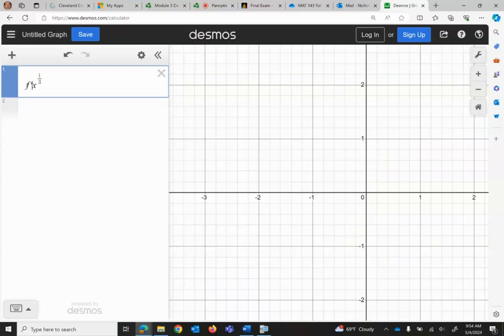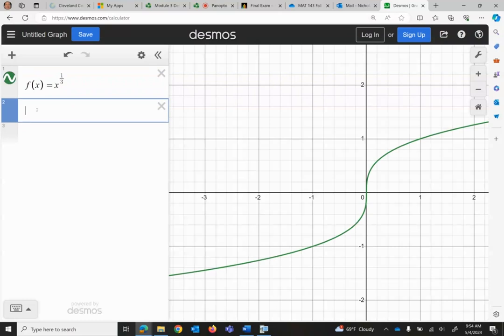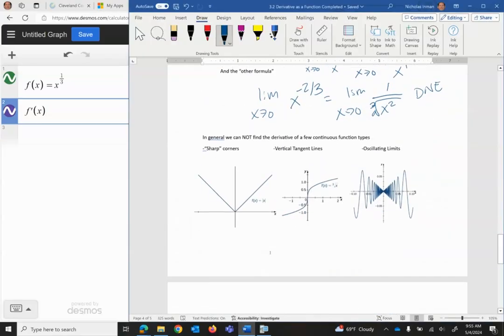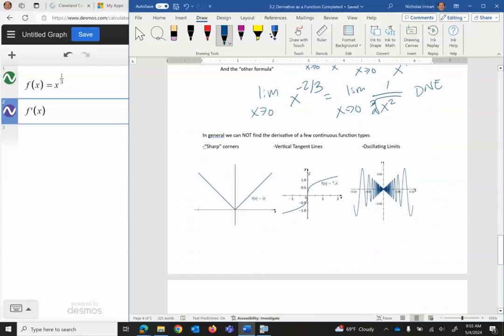All right. So if we call this f of x, actually our Desmos does a great job of being able to graph derivatives and functions. We can find the derivative. We can find the derivative. But right here at 0, that derivative is like a vertical asymptote. It does not have a value. All right. So in general, we can't find the derivative of a few types of functions.